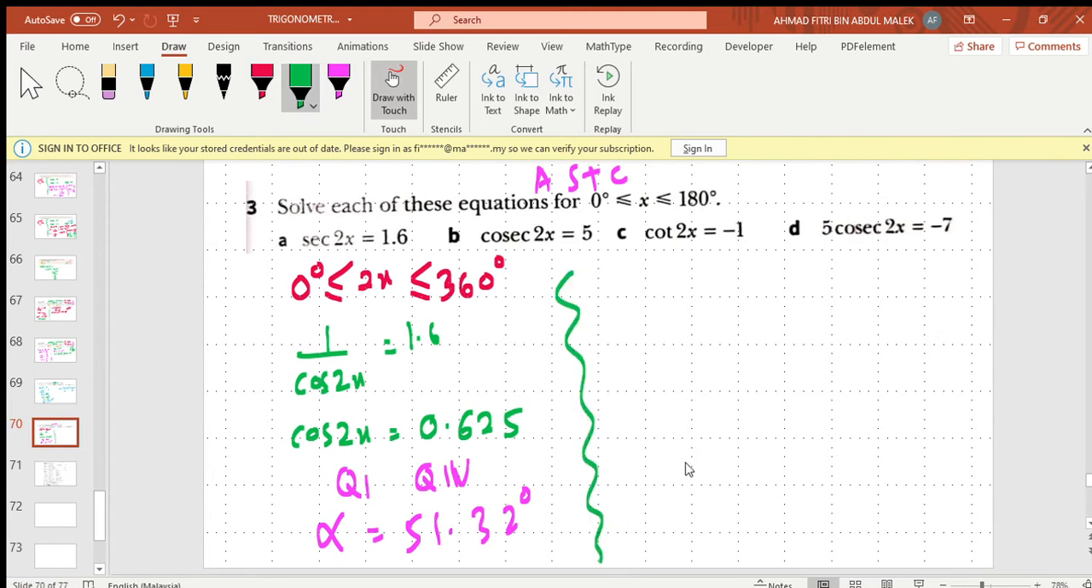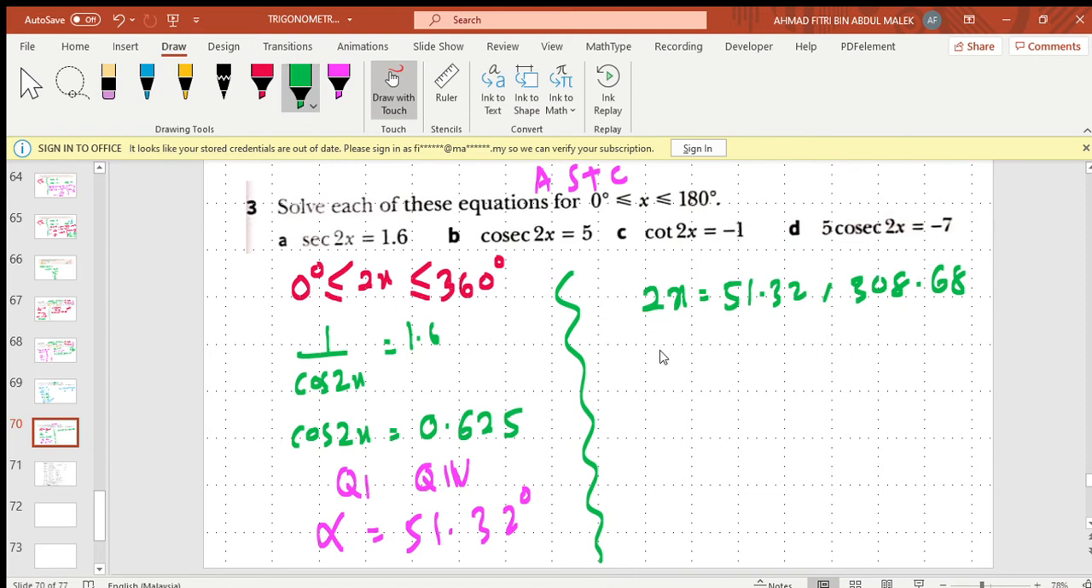Okay, so nak buat apa dengan reference angle you tu? Okay, so reference angle you ni, because of sekarang kita ada 2x, so yang kita buat ni, kita dapat ni adalah x equals to 51.32. That is for the first quadrant. Okay, for the first quadrant. Okay, so for the fourth quadrant, dia akan jadi 360 minus 51.32. So you dapat 308.68. Okay, so ni jawapan ni kalau kita tak jadi x lah sini, kita jadi 2x kat sini. Okay, sebab yang kita buat tadi 2x.